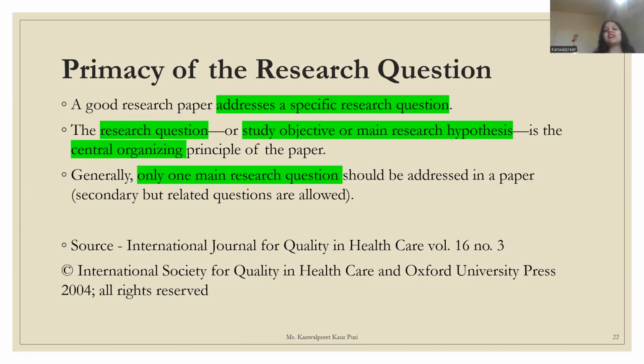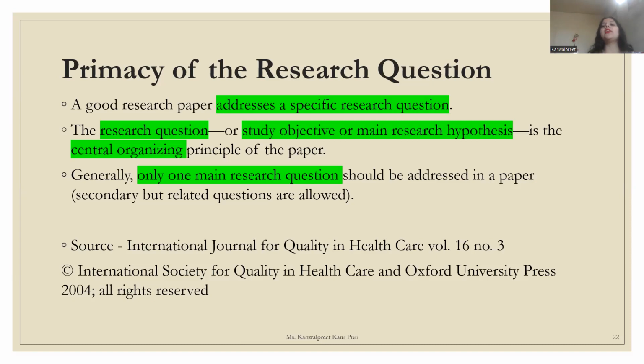So a good research paper tries to address a specific research question. Whenever you are starting for the first time and you have limited resources and limited time, it's better to stick to one research objective, one research question. Try to understand the problem, the research gap, frame it into a question, and then convert it into an objective which is feasible, which can be measured or addressed through your research, and finally into statistical analysis. So this research question is finally converted into a research objective, or maybe later into a hypothesis, and it is the central organizing principle of the paper. So your research starts from this only.